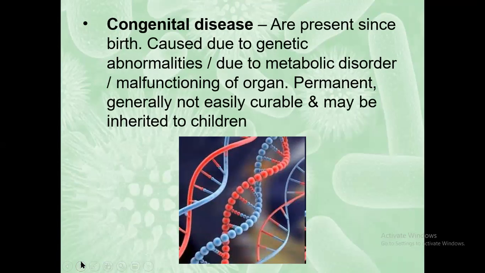What are congenital diseases? These types of disease are present from birth and caused due to some genetic abnormalities as well as due to some metabolic disorder or malfunctioning of an organ. They are permanent, generally not easily curable, and may be inherited by children. Inherited means these diseases come from parents. That type of disease is known as congenital disease.